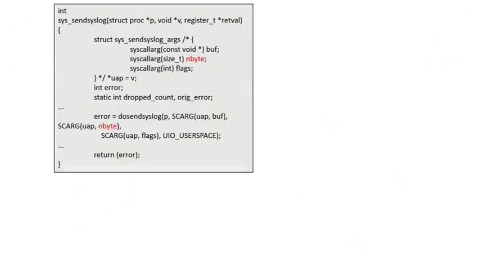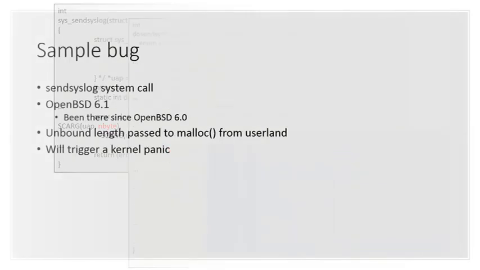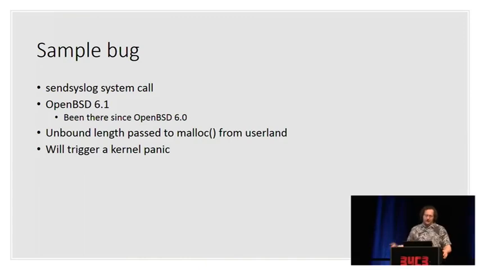So yeah, that's the syslog, and that's the kernel panic. There you go. And so what's happening is basically, you use the syslog syscall and you pass an unbound value, and it causes a panic in malloc. This is OpenBSD 6.1. I haven't looked at the later ones. I know it's been fixed since, but it's been there since OpenBSD 6.0, so it's a fairly recent bug.